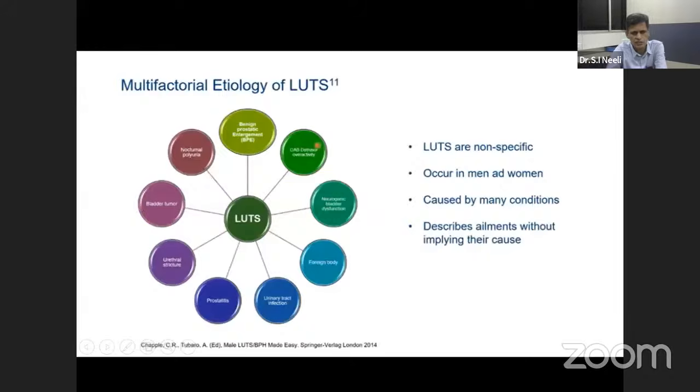Now, these lower urinary symptoms are of multifactorial etiology. They can be because of prostatic enlargement, bladder pathology, foreign bodies in the bladder, bladder tumor, or inflammation, and they can be because of systemic causes, because of polyuria also. So there is a multifactorial etiology which is responsible for lower urinary symptoms. When we talk of only lower urinary symptoms, they are non-specific. They can occur both in men and in women, and they are caused by many conditions, and the term just describes ailments without implying their cause.